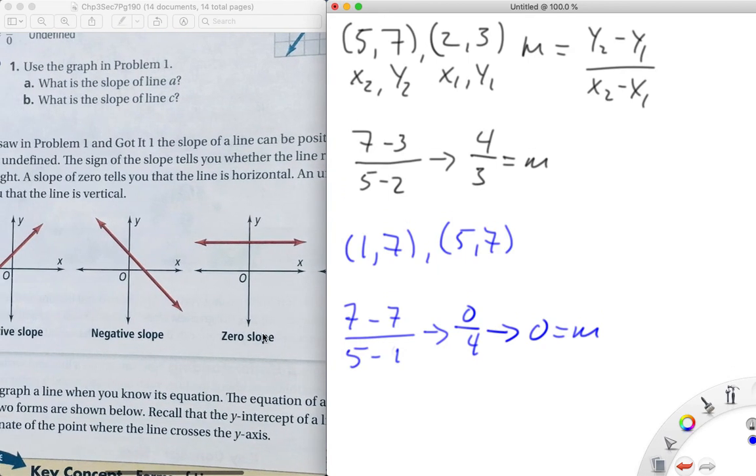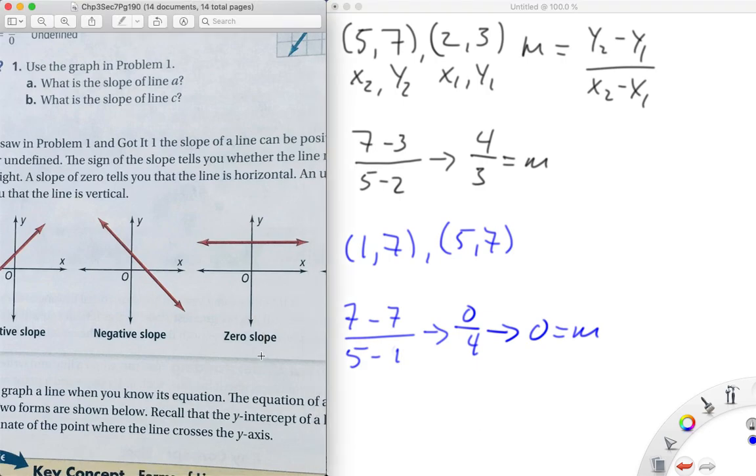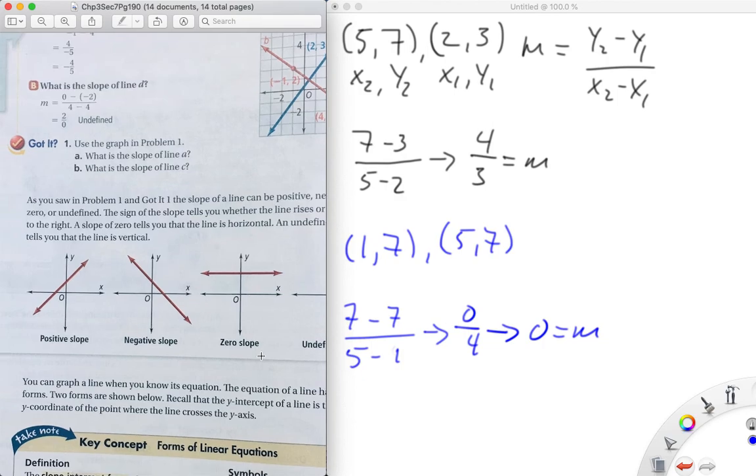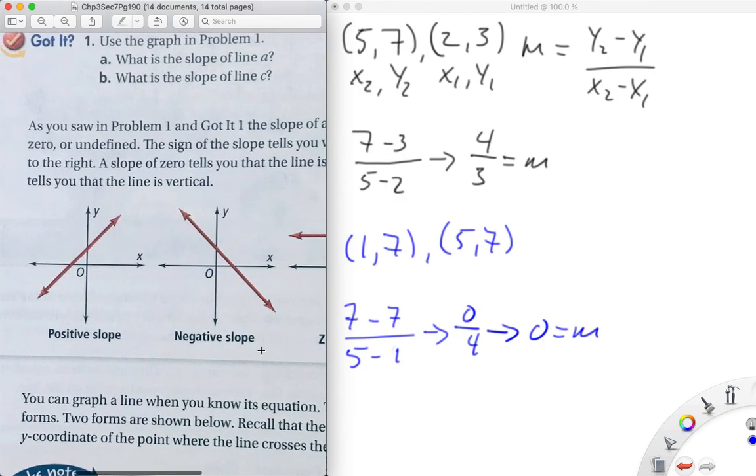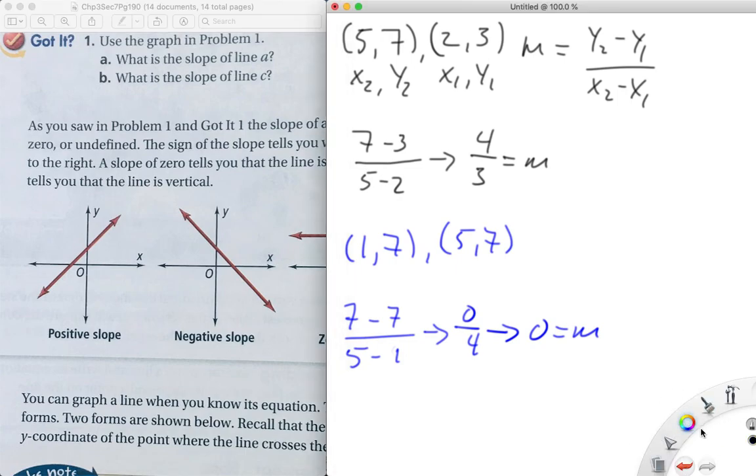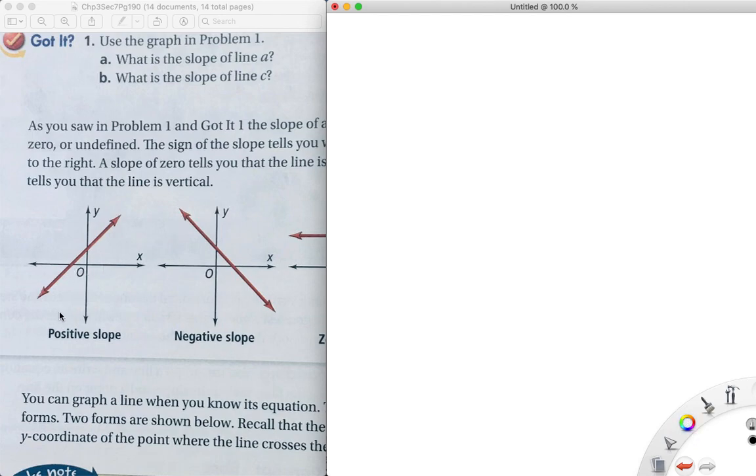There are 4 types of slopes. Here we have a positive slope. And a positive slope means a couple of things. This is going from left to right. As we go from left to right, the line is increasing. It's going up. This is called a positive slope. We also have a negative slope. A negative slope is as you go from left to right, your line is decreasing. It's going in the downward direction.